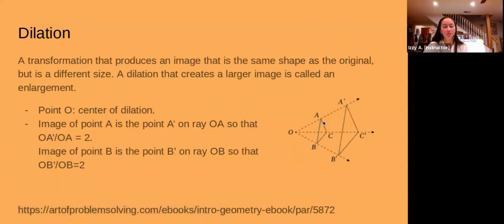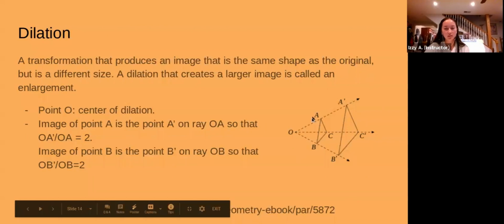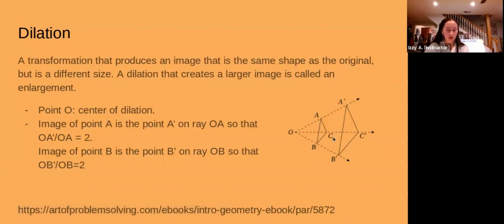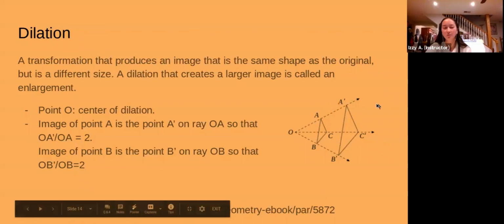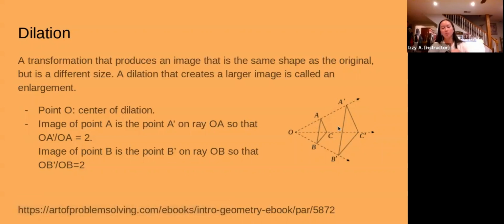We have the original image of triangle ABC, the pre-image, but then we dilate triangle ABC so that it becomes image A'B'C', triangle image A'B'C'. This one would be an enlargement because the pre-image expands and the image is larger than the pre-image.